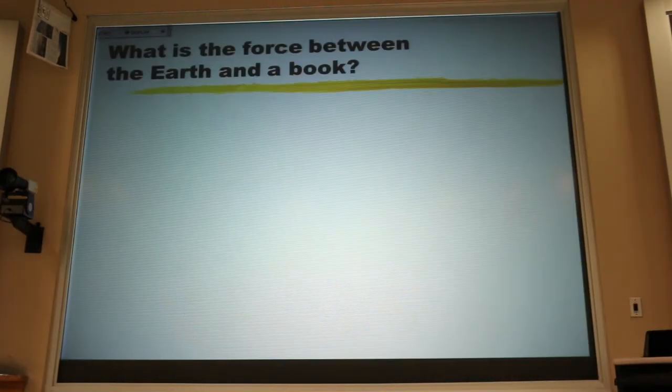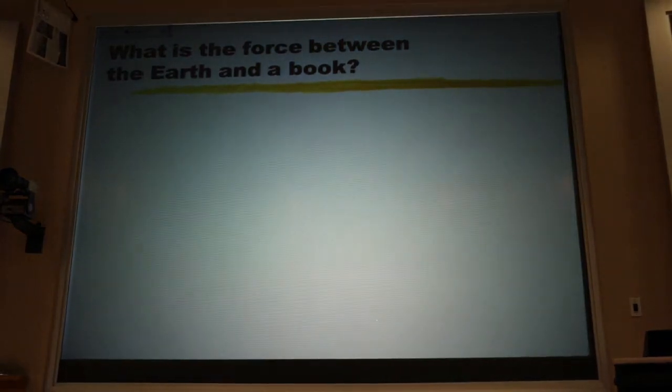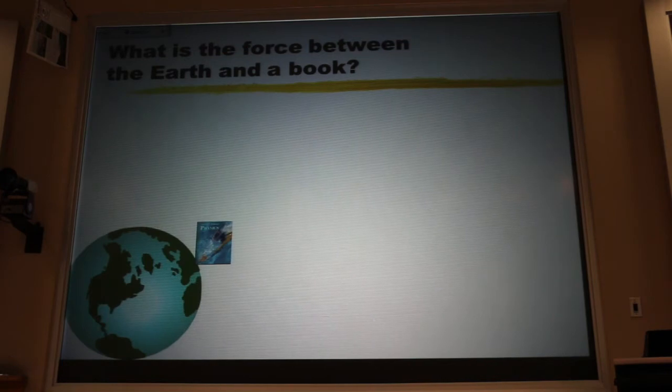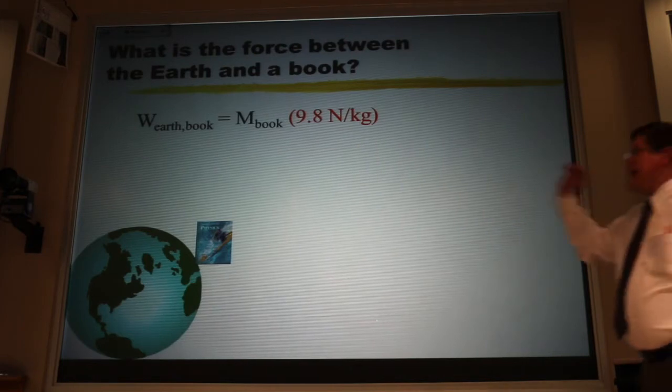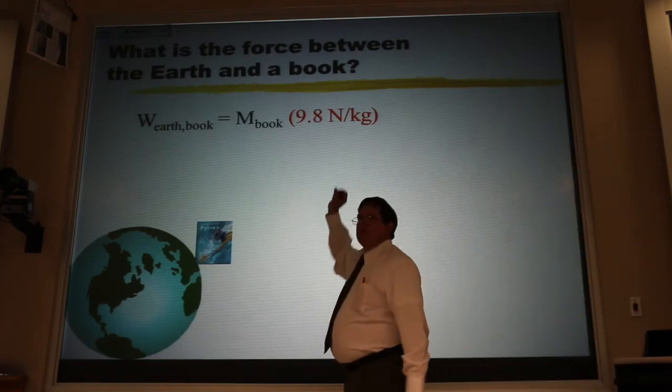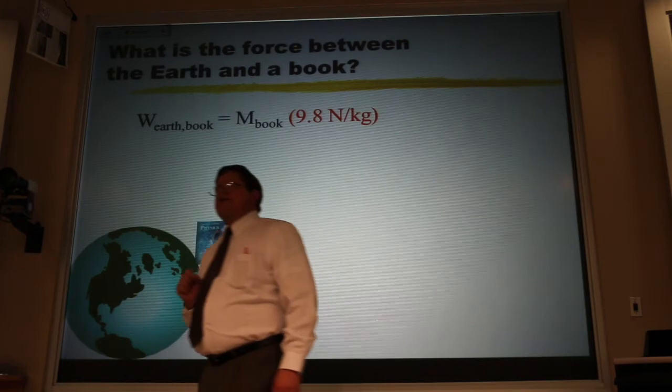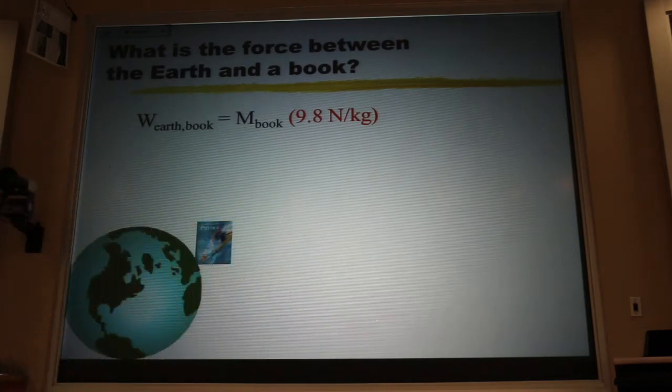Hold those thoughts. Now, going back to the gravitational field, in 205 we didn't call it that, but we sort of calculated it. We said that if we wanted to find the gravitational force on a book, all we had to do was take the mass of the book and multiply it by 9.8, let's call it 10, newtons for each kilogram.